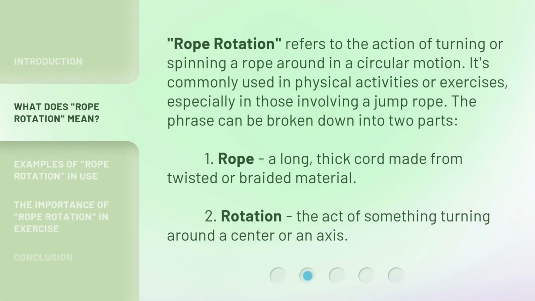Rope rotation refers to the action of turning or spinning a rope around in a circular motion. It's commonly used in physical activities or exercises, especially in those involving a jump rope. The phrase can be broken down into two parts. 1. Rope. A long, thick cord made from twisted or braided material. 2. Rotation. The act of something turning around a center or an axis.